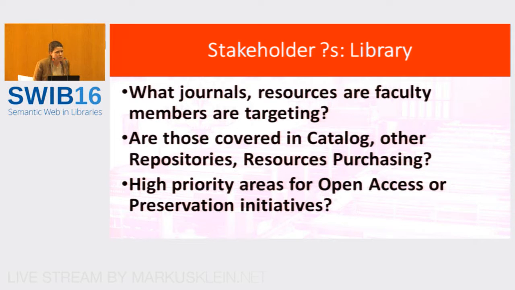Well, for library stakeholders, for example, we really want to be able to serve up data and visualizations and information that would answer questions like, what journals and resources are faculty members targeting? What are they really using? We know we have that one person that always wants to send you purchase requests for something, but does that really capture what the scholarly output is and where our researchers are focused? Are those resources covered in catalog and repositories? So are we getting appropriate access in some way? Are we purchasing it correctly? And what should we prioritize for various efforts, such as open access efforts or preservation initiatives?